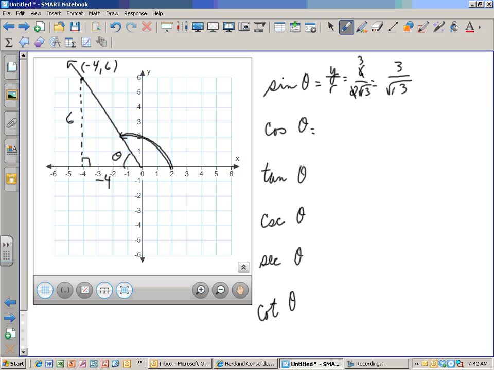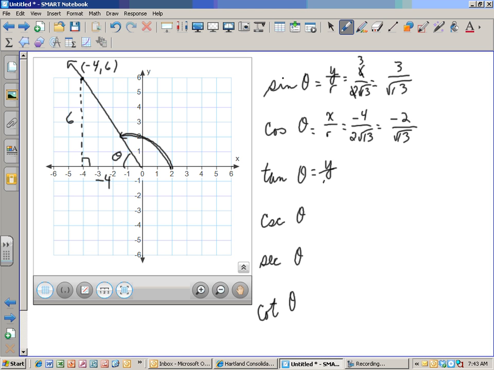Cosine is the x value over the r. And the x value is -4 over 2 square root of 13, which comes out to be -2 when you reduce the 2 and -4, over square root of 13. Tangent, here's a trick. Didn't we find out that tangent was sine over cosine? Sine over cosine. Positive over a negative is negative.